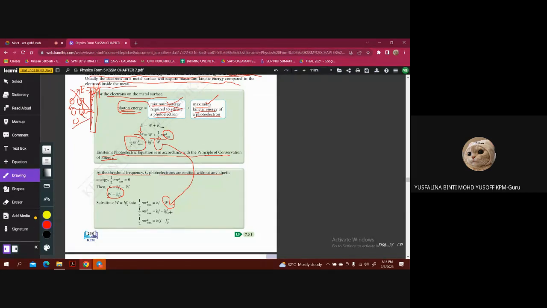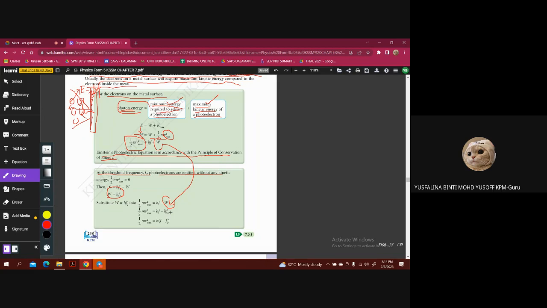You cannot use Fs because that one is for the force. W equals Fs, there has to be a displacement, there has to be a force. That one cannot be used here. But how do we find it for the electrons? So the W is actually hf0, the Planck constant times the threshold frequency.